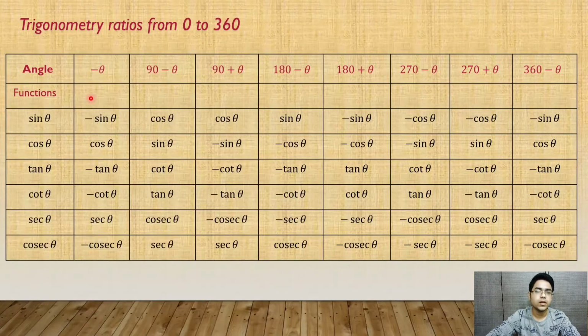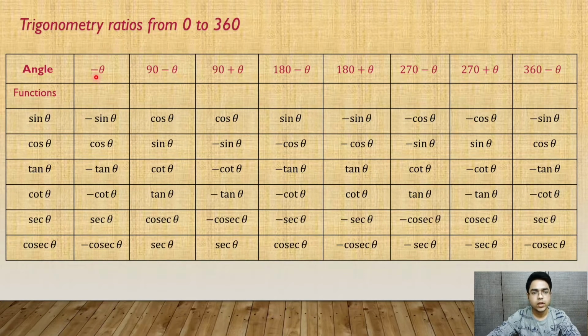Now turning to the next slide, trigonometric ratios from 0 degrees to 360 degrees. Here I have mentioned the angles minus theta, 90 minus theta, 90 plus theta, 180 minus theta, 180 plus theta, 270 minus theta, 270 plus theta, 360 minus theta. Here you have to remember an idea for this. For minus theta, 180 minus theta, 180 plus theta, and 360 minus theta, for sine it will come sine, for cos it will come cos, for tan it will come tan, for cot it will come cot, for sec theta it will come sec theta, cosec theta it will come cosec theta.